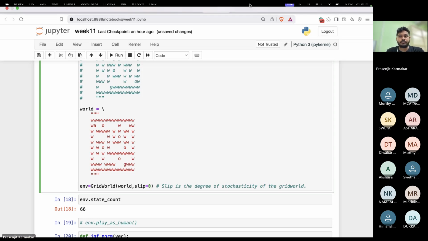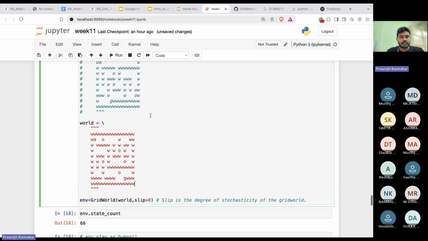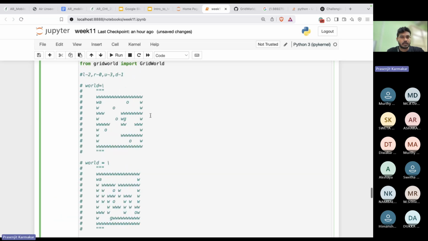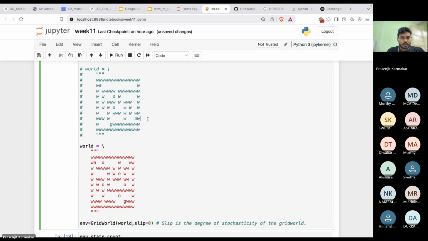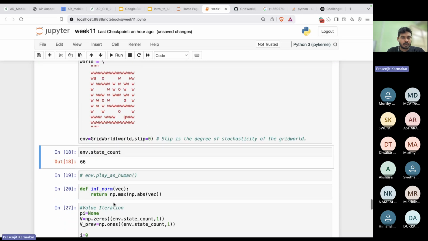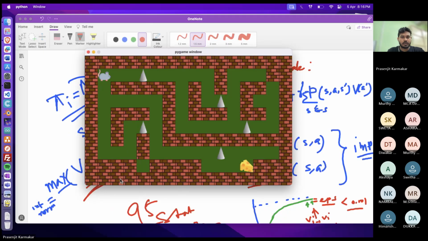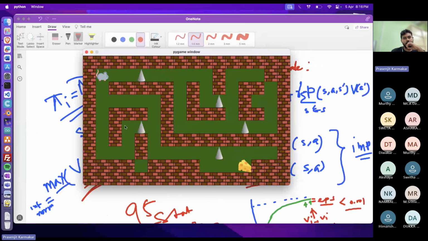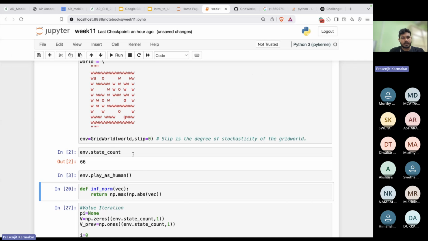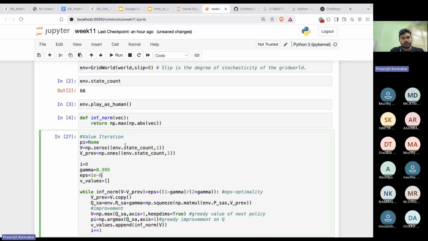Okay, let's see what it should look like, whether it is even solvable or not. How many states do we have? 66 states. Is it solvable? There is this path to reach. Fine. And my start state is this. We'll only see from the start state for now. Solvable. Fine. Let's just keep gamma to be 0.9 and this to be 0.4 for now.